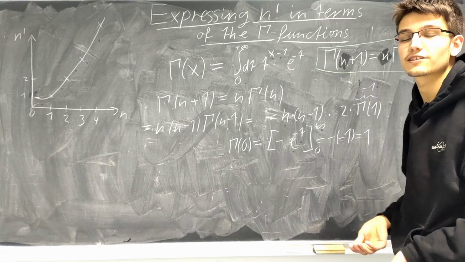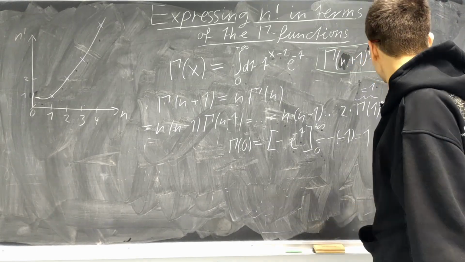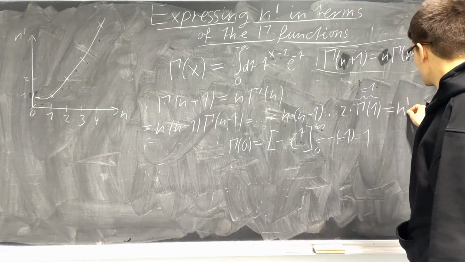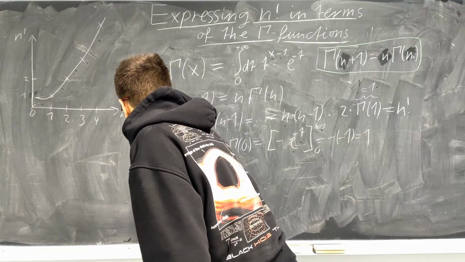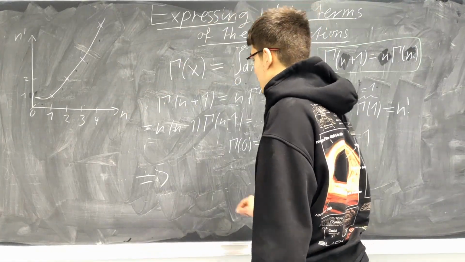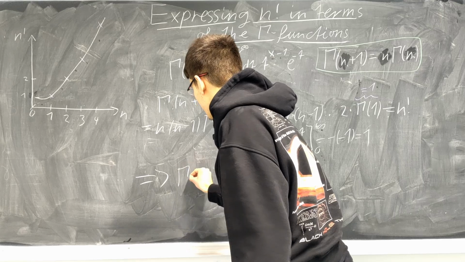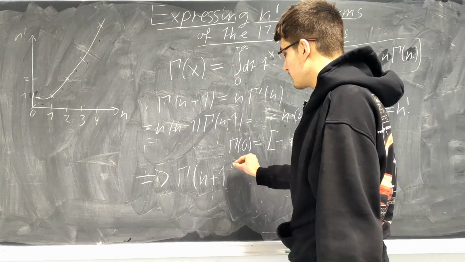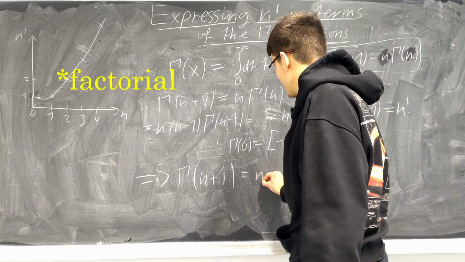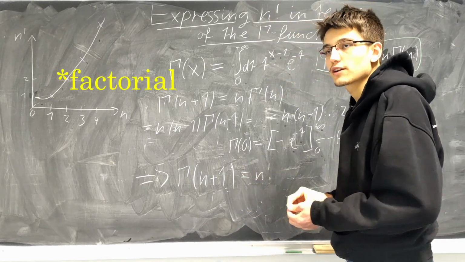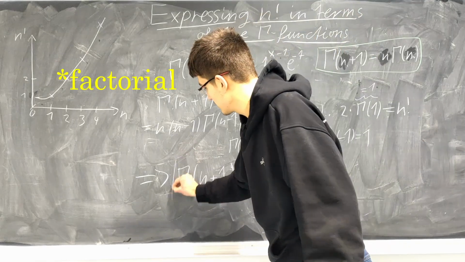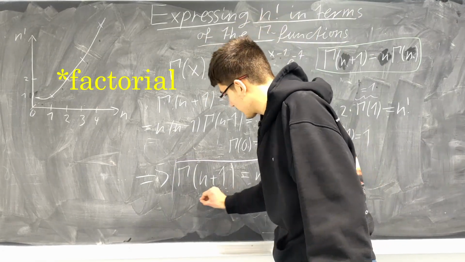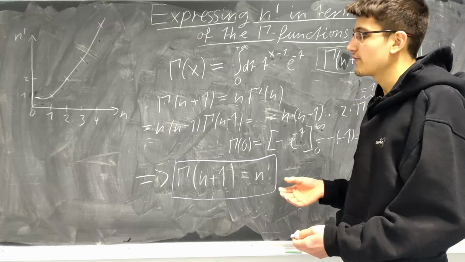It's just the definition of the faculty. So let me put a final arrow here. We have proven that gamma of n plus 1 is in fact the faculty. So we have found a continuous function that can express the faculty. Amazing.